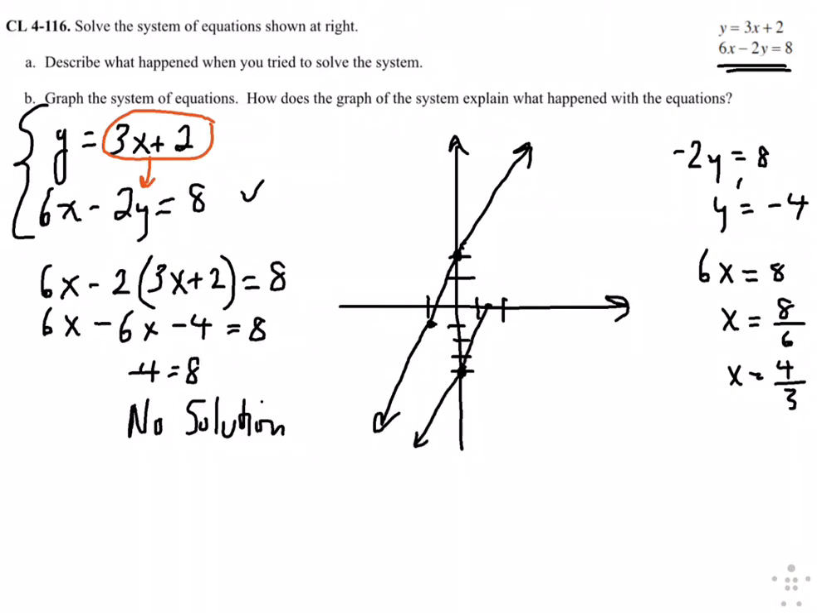And if we graph it, right, we can see that the lines are parallel. So the reason why the graph corresponds to the solution is that the lines never intersect, and when we're trying to solve a system, we're looking for the point of intersection. So this would be no solution.